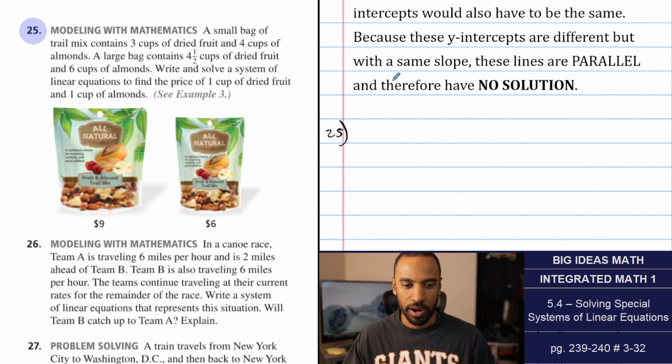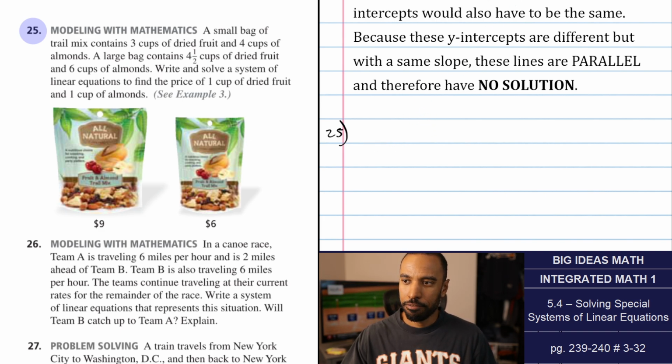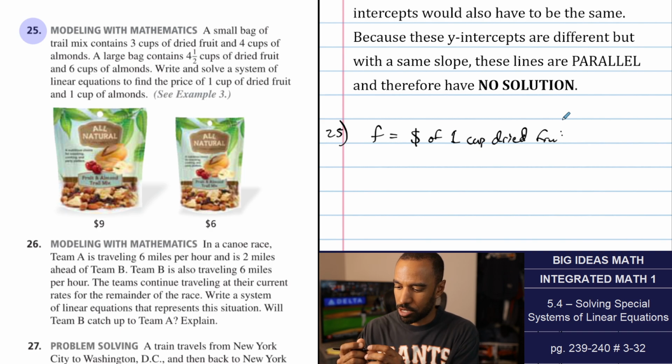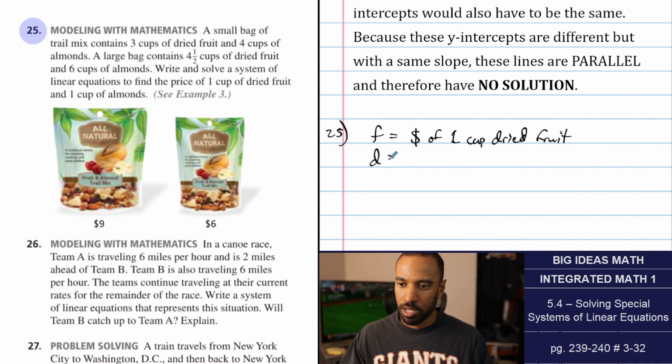So the small bag is the one on the right that's $6. So if I'm going to let x equal, let's see, cup of dried fruit, cup of almonds. Let's actually use F and A because those don't look like letters. Cost of 1 cup dried fruit. No, it's not writing. See, this thing's not registering anymore. I think I officially broke the tip here. Let's see. I'll keep trying.